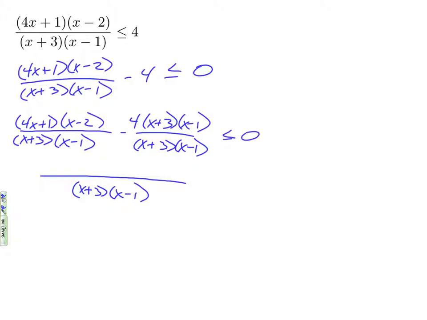So now what needs to be done to my numerator? I don't factor it. I need to multiply it out. So on the left side, I need to multiply this out, which gives me 4x squared minus 8x plus x minus 2. On the right side, x squared minus x plus 3x minus 3.